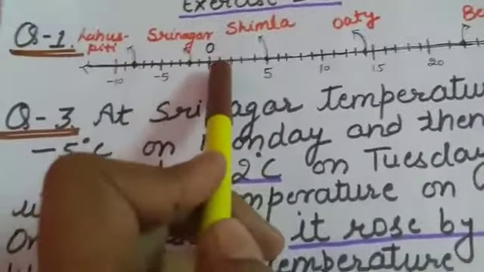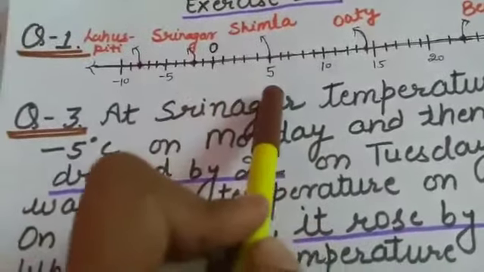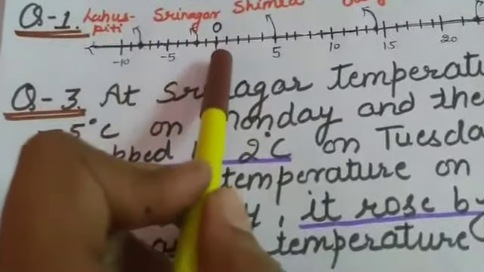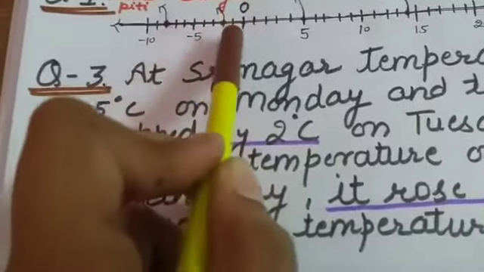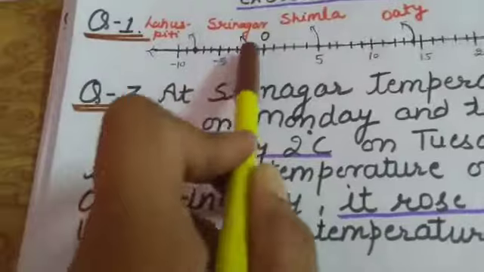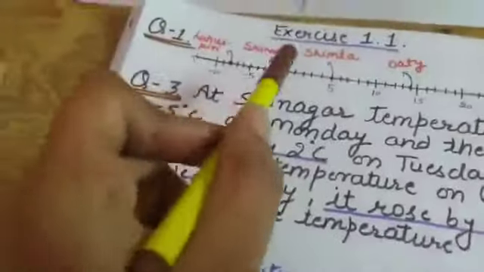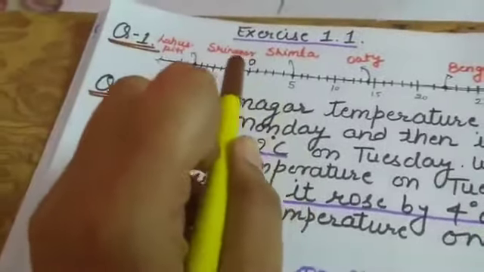So here is 0. To the right this is 1, 2, 3, 4, 5. So at Shimla we have a temperature of 5 degrees Celsius. Now come to Srinagar. It is 0, and to the left of 0 we know they are negative integers. So it will be minus 1 and then minus 2. So the temperature at Srinagar is minus 2. Similarly, you have to find the temperature at Lahaul Spiti, Shimla, Ooty, Bangalore. This will be homework.